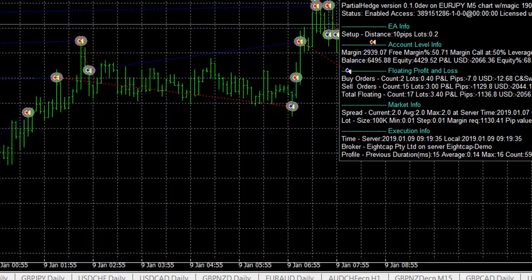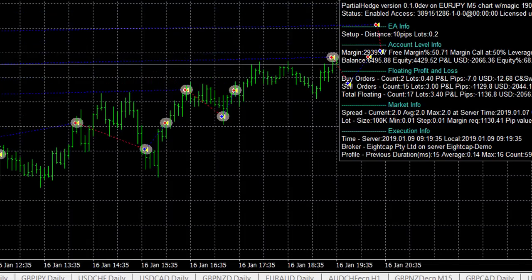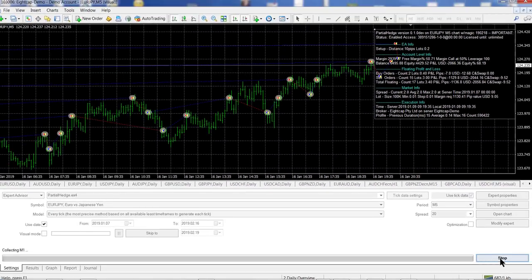So I'm actually going to stop this exercise. I'm going to turn visual trading off, and I'm going to just run it, and you'll see it'll run a lot faster without visual mode, and we'll look at the final result. So you can see it's going quite fast. It'll take a minute or two, and it'll run the whole period, which is about 6 weeks.